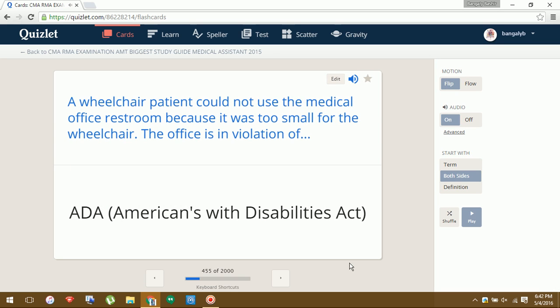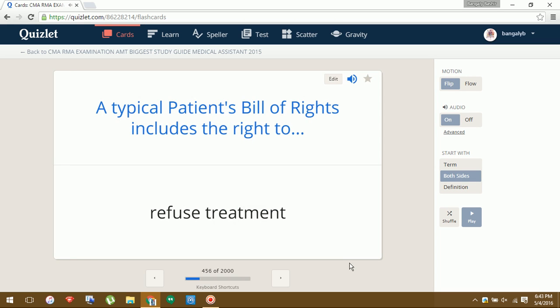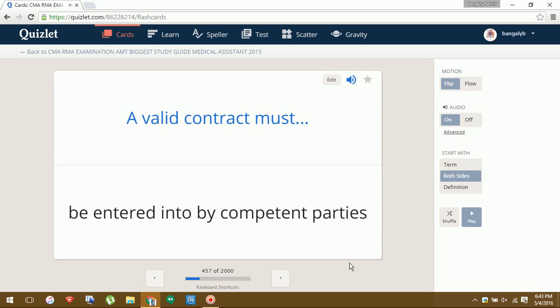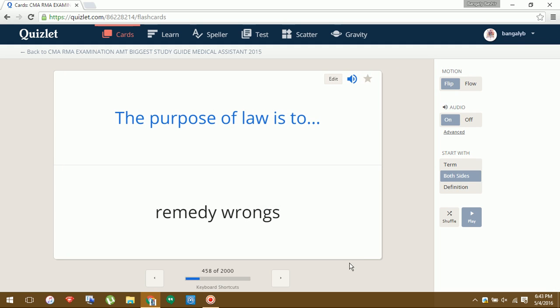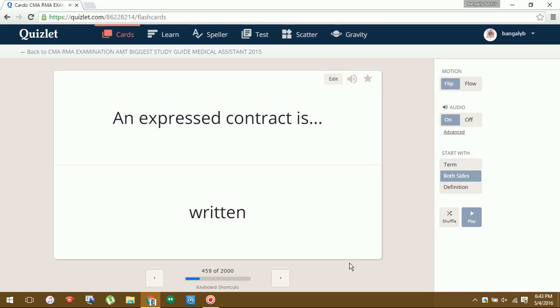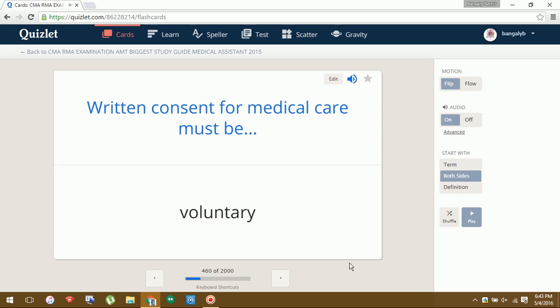A wheelchair patient could not use the medical office restroom because it was too small for the wheelchair. The office is in violation of ADA. A typical patient's Bill of Rights includes the right to refuse treatment. A valid contract must be entered into by competent parties. The purpose of law is to remedy wrongs. An express contract is written. Written consent for medical care must be voluntary.